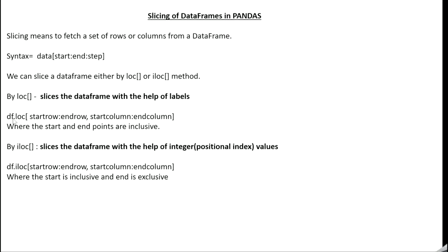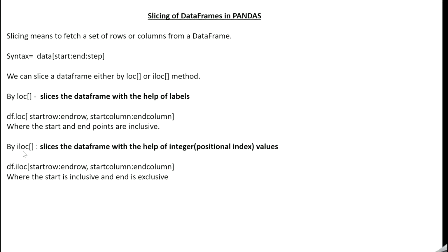So we have to specify df, which is the data frame, dot loc, and within square brackets we have to pass the start row colon end row, comma, start column colon end column. Here the start and the end points are inclusive. The start row is inclusive and the end row is also inclusive because they are labels. It is the start label to end label, start label for column till end label for column. So both the start and end points are included within the sliced data.